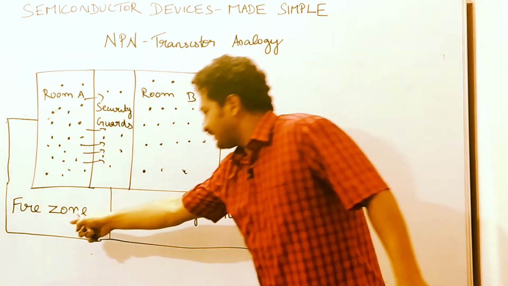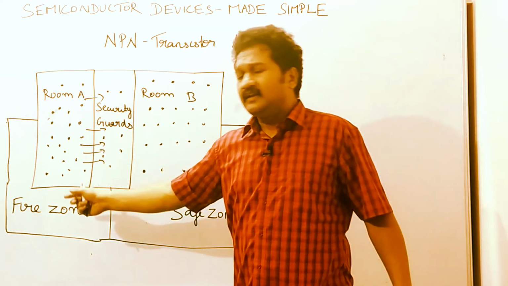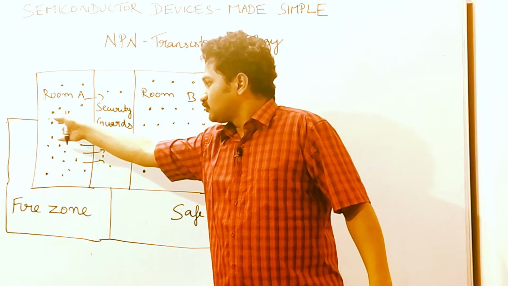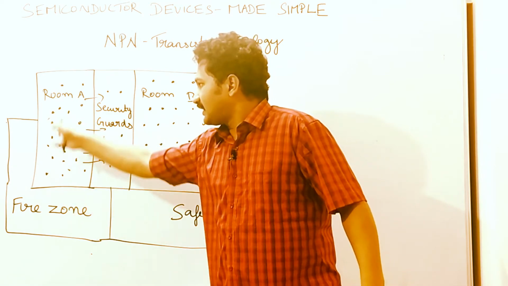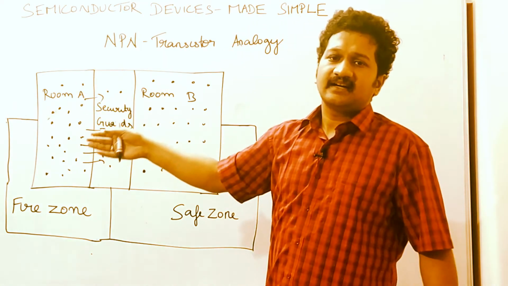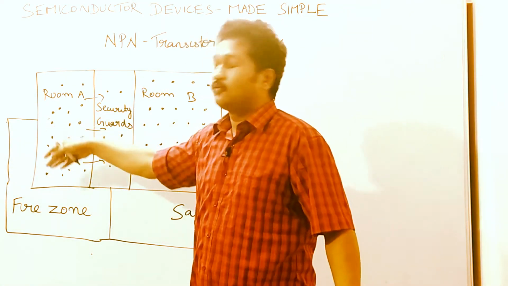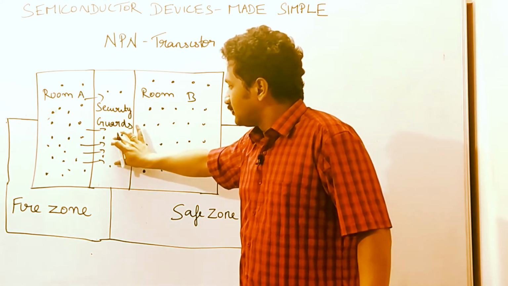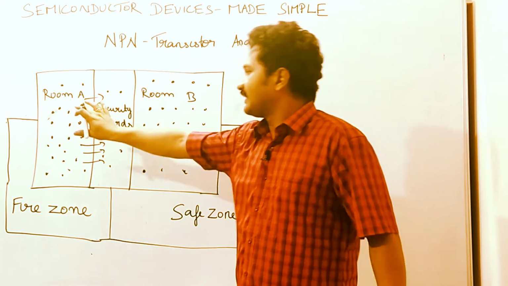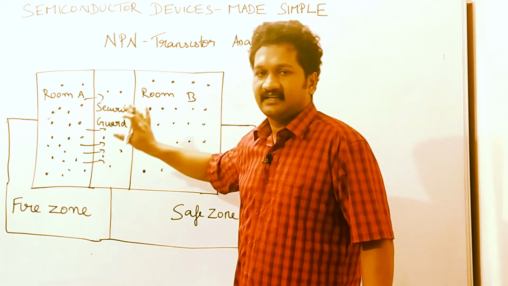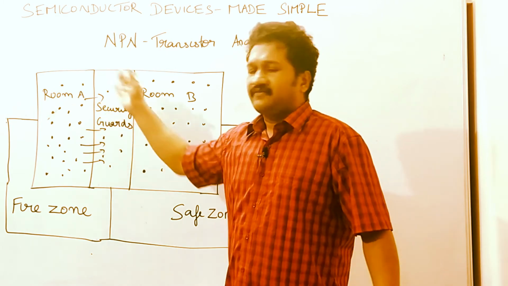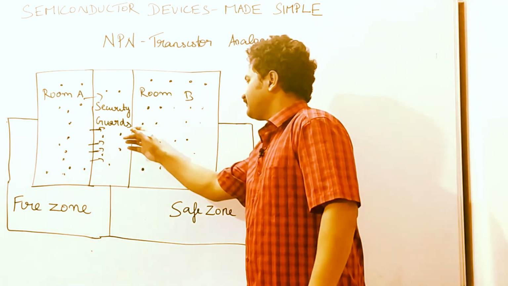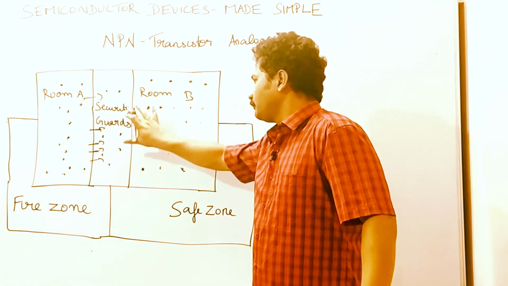As I have marked, this is the fire zone and this is the safe zone. To escape from the fire zone, people started going into room A. As the fire started to increase, more people came into this room. As more fire accumulated in this region and the room itself started heating, they wanted to move here. Previously the security guards were able to contain the crowd, 10 security guards holding off 10 people. Now as the fire increased, these security guards could not manage the crowd and were forced to allow the people from room A to room B.